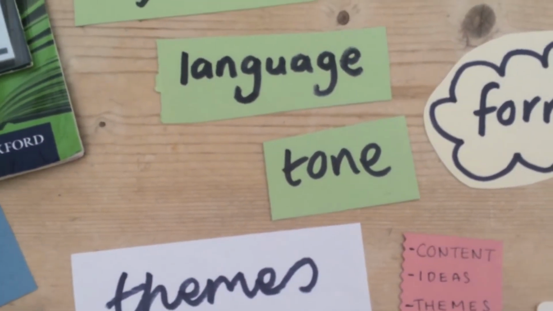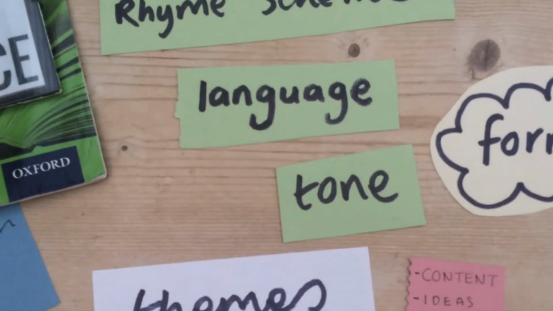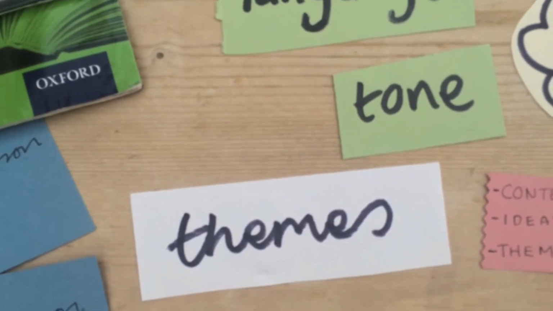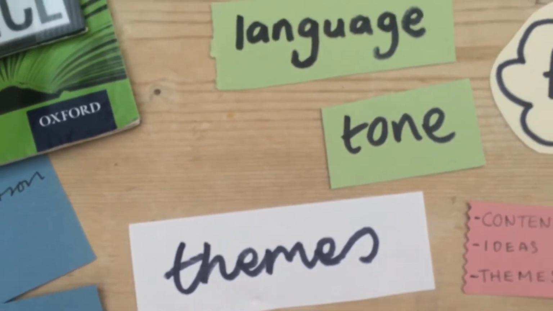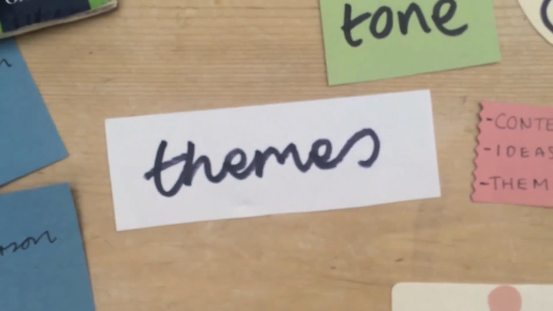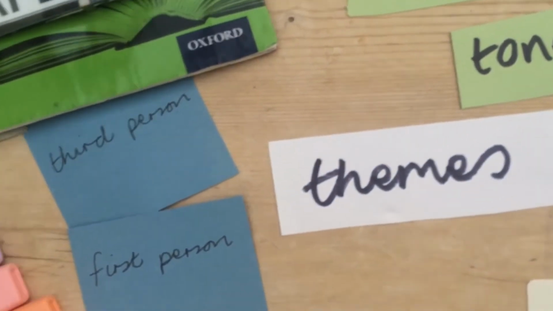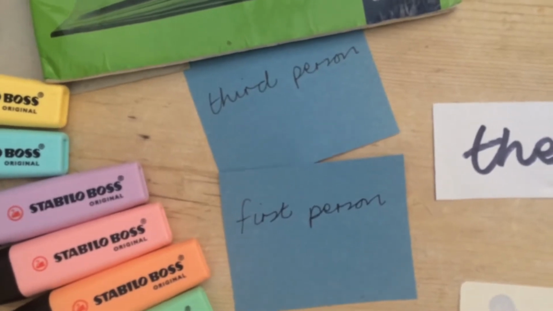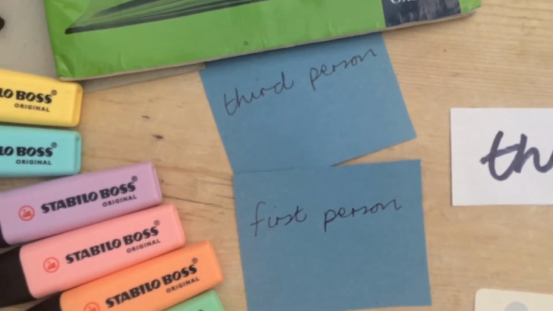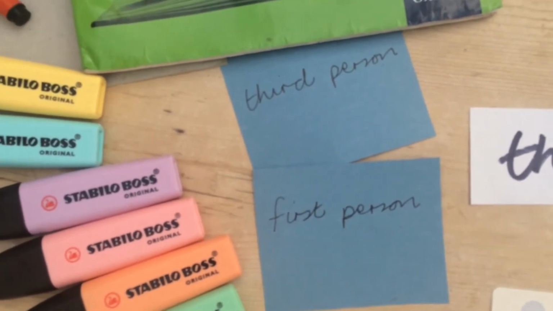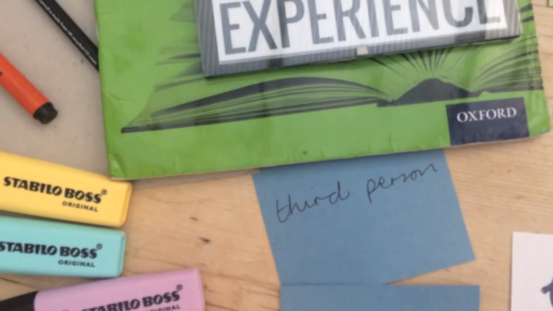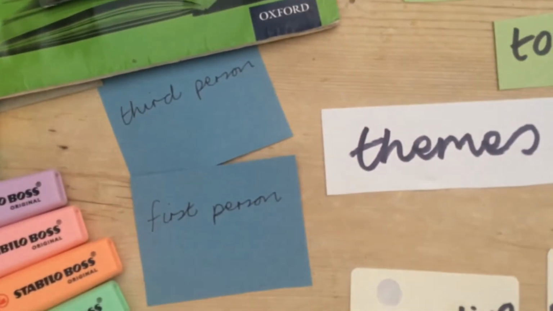Then we have got tone. Is the writer upbeat, happy, depressed, and so on. Themes, the big ideas, often not tangible things within the poem. So the content, the ideas, the themes, what it's about. You will also need to comment on whether the poem has been written in the third person or the first person. If it's first person: I wandered lonely as a cloud. Third person: he wandered lonely as a cloud. So that's nice and easy.